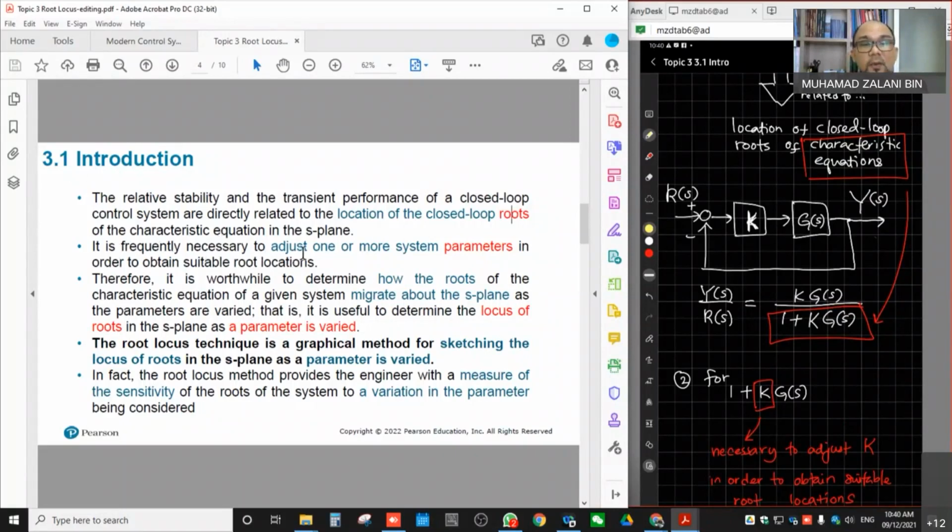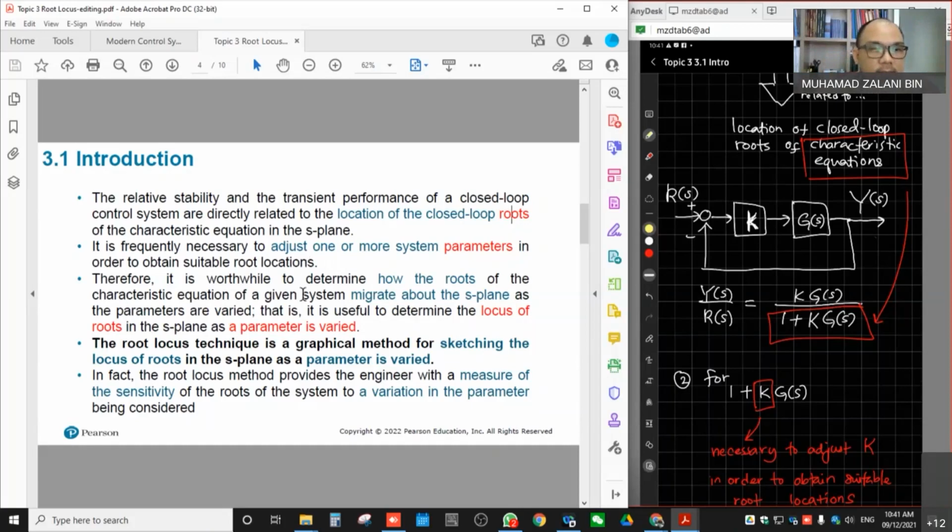frequently necessary to adjust one or more system parameters in order to obtain suitable root location. So from time to time, we need to adjust our system parameters to make sure that even if the parameter is changing, as long as it is within that particular range, our system is stable. So we adjust the parameters to get a suitable root location so that our system is stable.